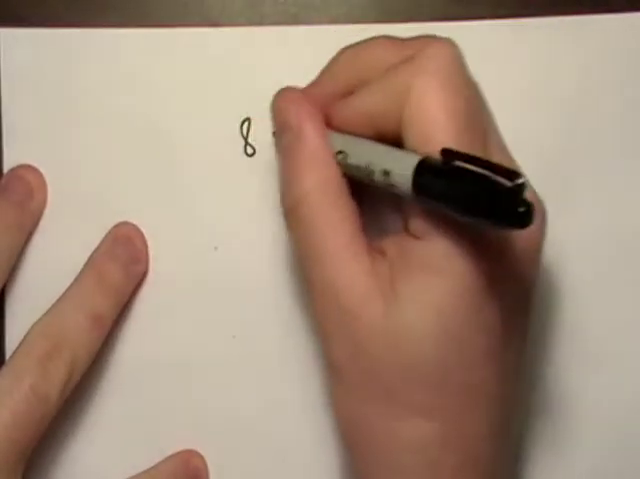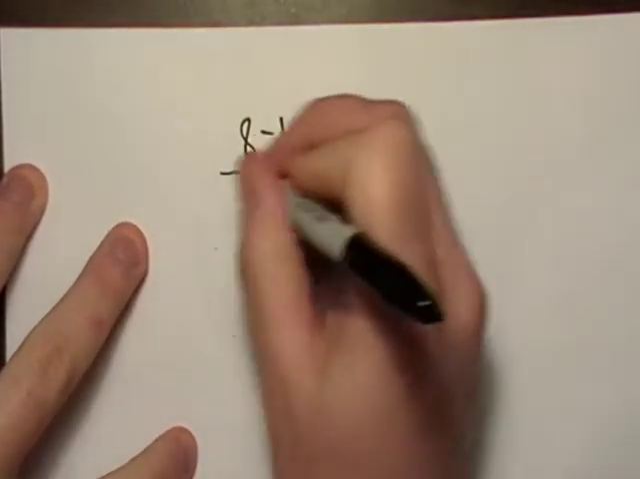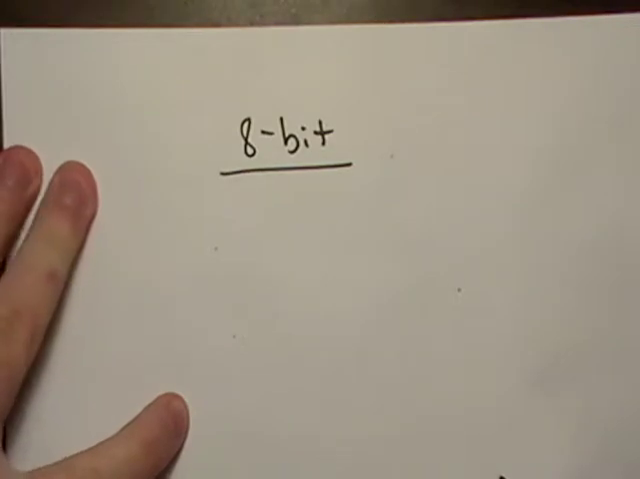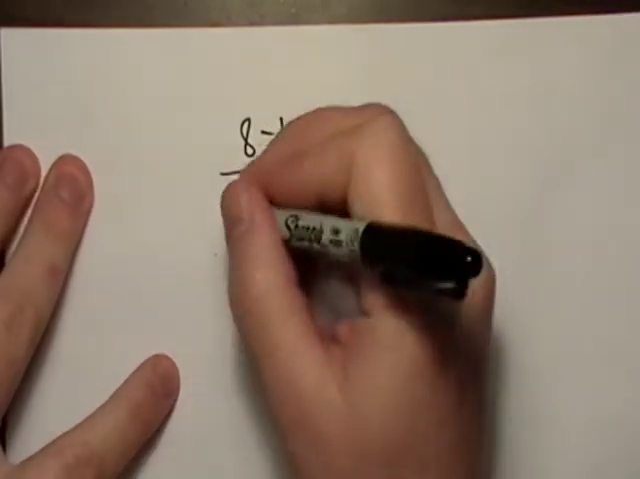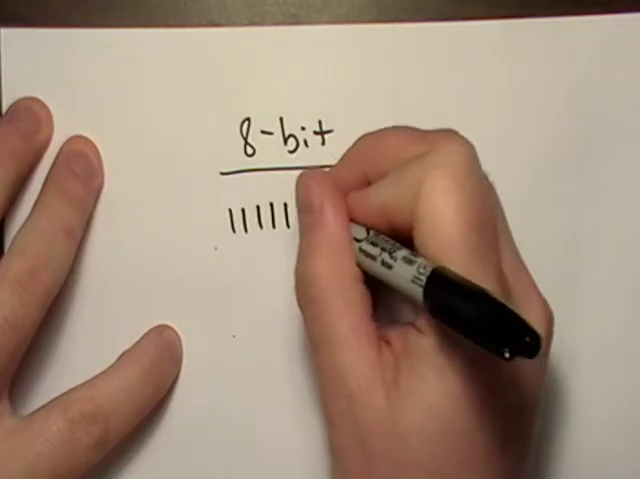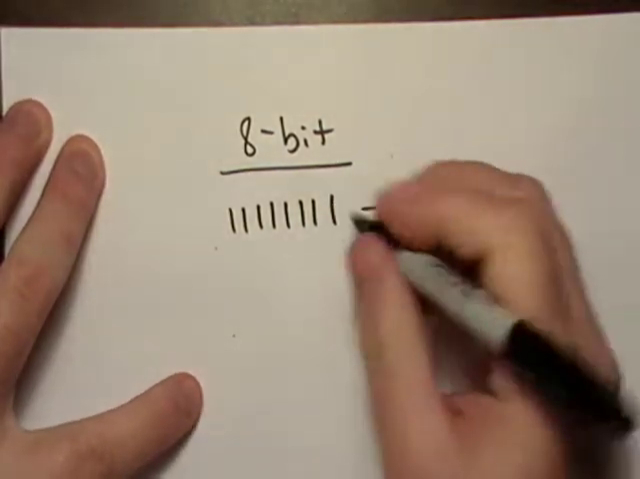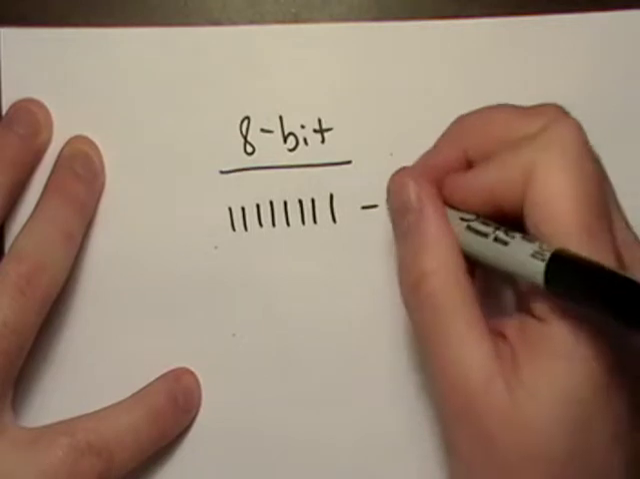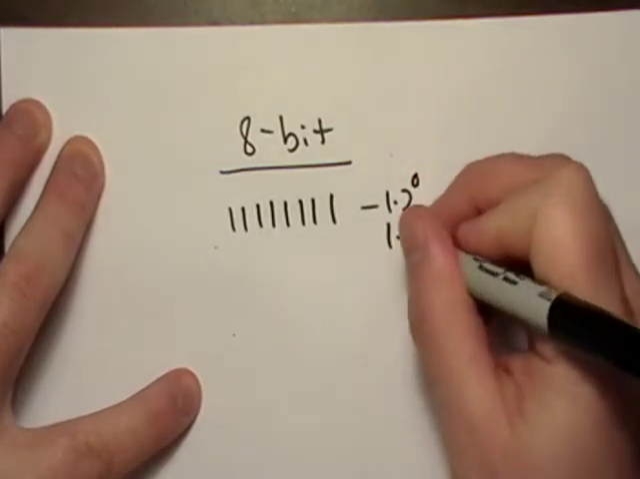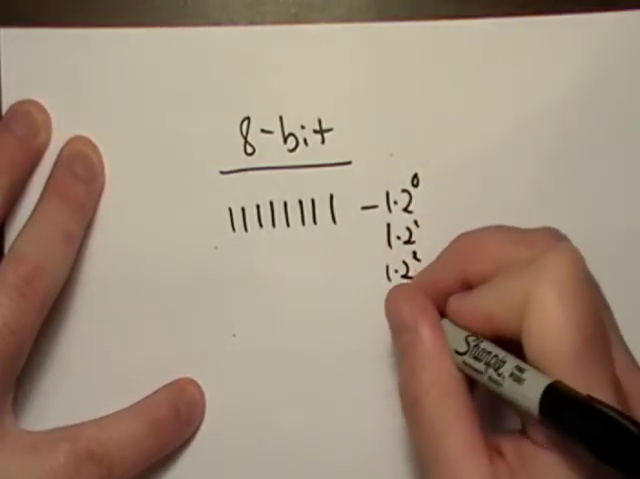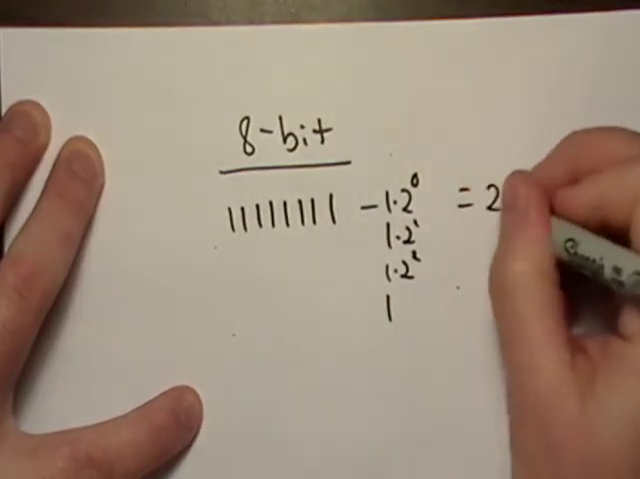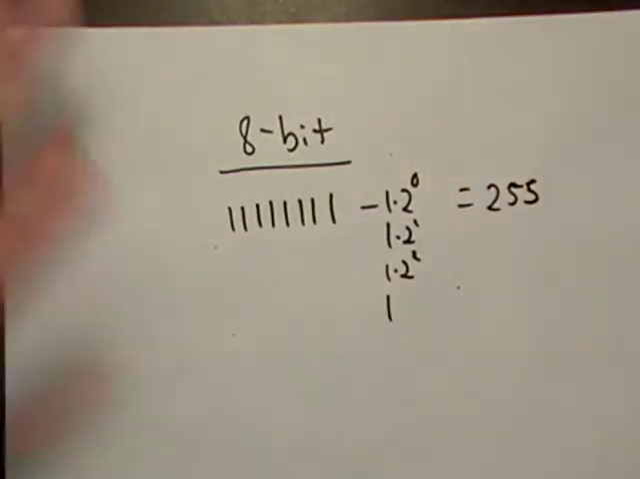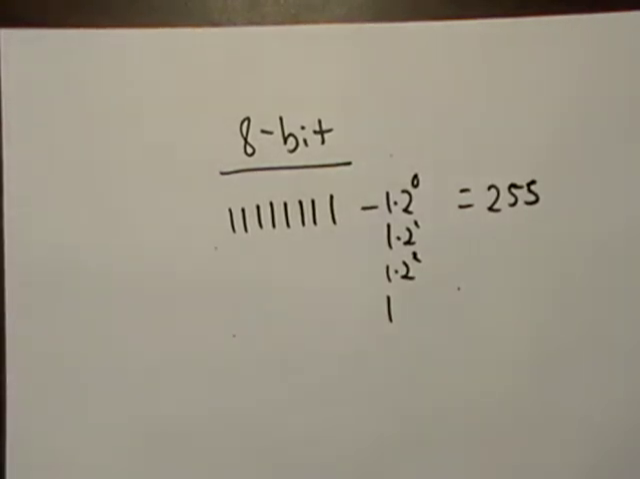Furthermore, what if we have something that's 8-bit? What's the largest number that this thing can represent? It's going to be 1, 2, 3, 4, 5, 6, 7, 8 ones. So you get 1 times 2 to the 0, 1 times 2 to the 1, 1 times 2 to the 2, and so on, and you end up with 255.